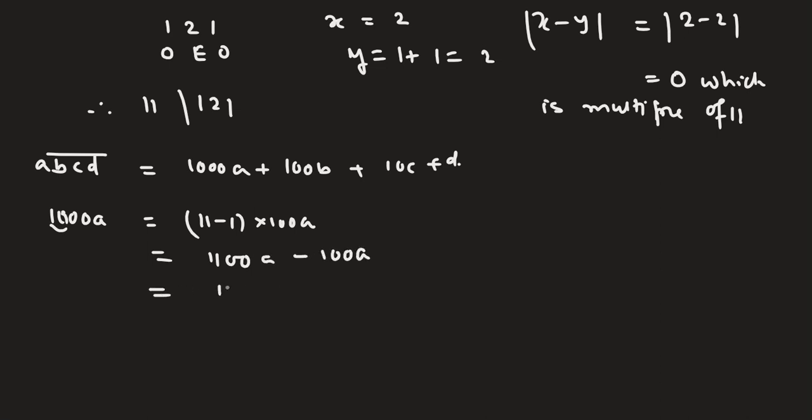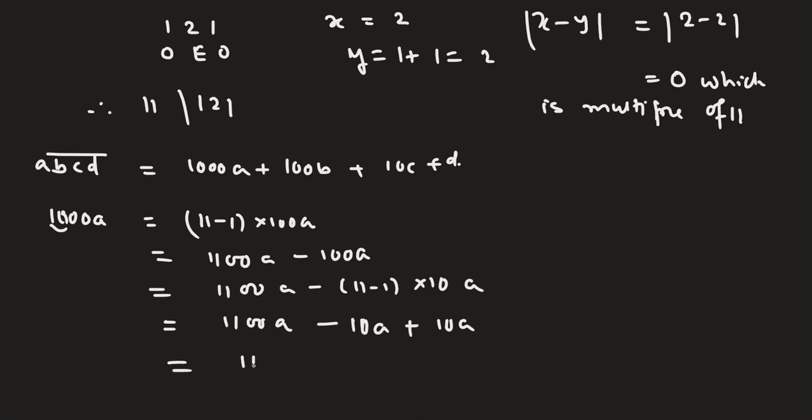So this 100A again I am going to do the same thing: 11 minus 1 is 10, multiply with 10, so that is 100. So 11 times 100A minus 110A plus 10A. So this number again I can write as 11 times 10A, here 110A, then this number I can write as 11A minus A.